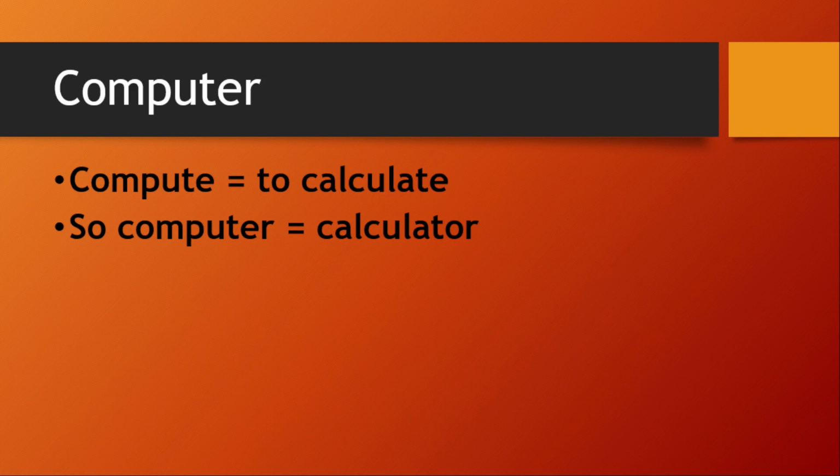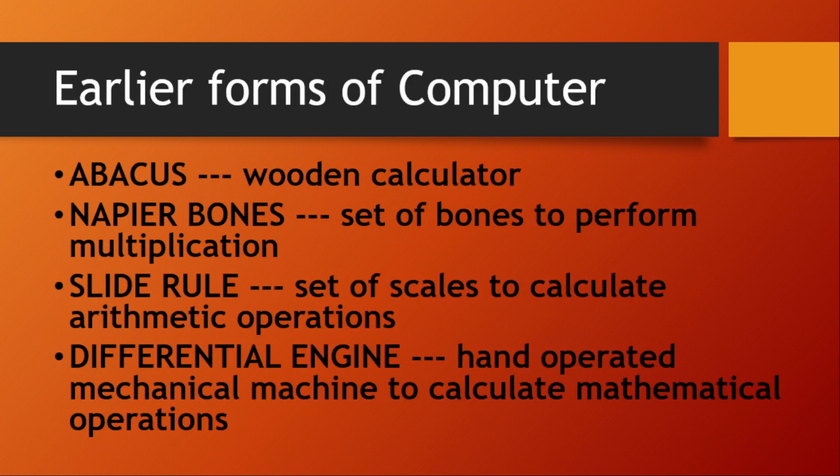The word computer has been taken from the word compute, which means to calculate. So, you can call a computer basically a calculator. If you see the history of computers, or how computers evolved, you can see that they are all nothing but a calculator. For example, abacus is a wooden calculator. It was the first calculator.